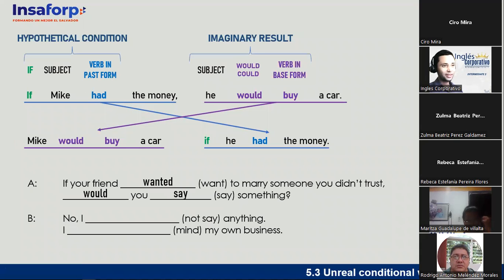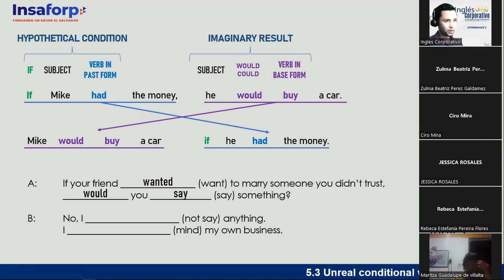Correct. Okay. Thank you, Ciro. That is correct. If your friend wanted to marry someone you didn't trust, would you say something? Si tu amigo o tu amiga quisiera casarse con alguien en quien tú no confías, ¿le dirías algo? So what's the reply? Letter B. Let's try.